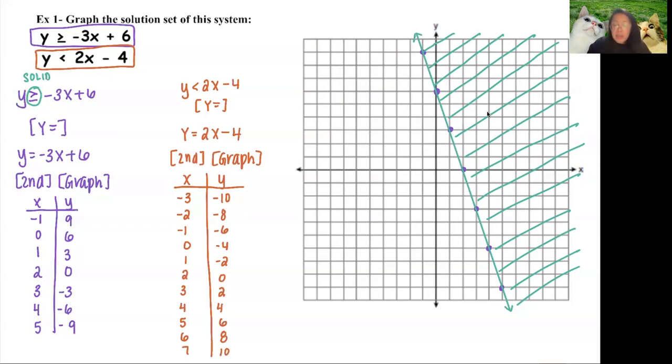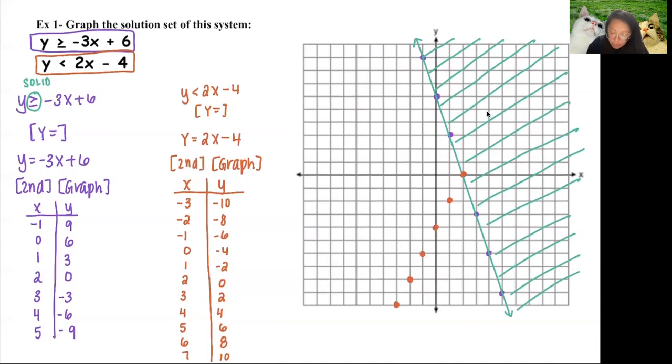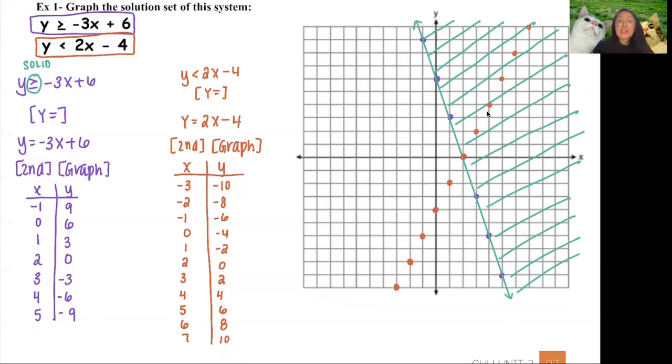All right, let's go ahead and plot these. -3, -10 is down here. -2, -8. -1, -6. 0, -4. 1, -2. 2, 0. 3, 2. 4, 4. 5, 6. 6, 8. And 7, 10. All right. Once I have all my points, the next thing I need to do is to draw my line.